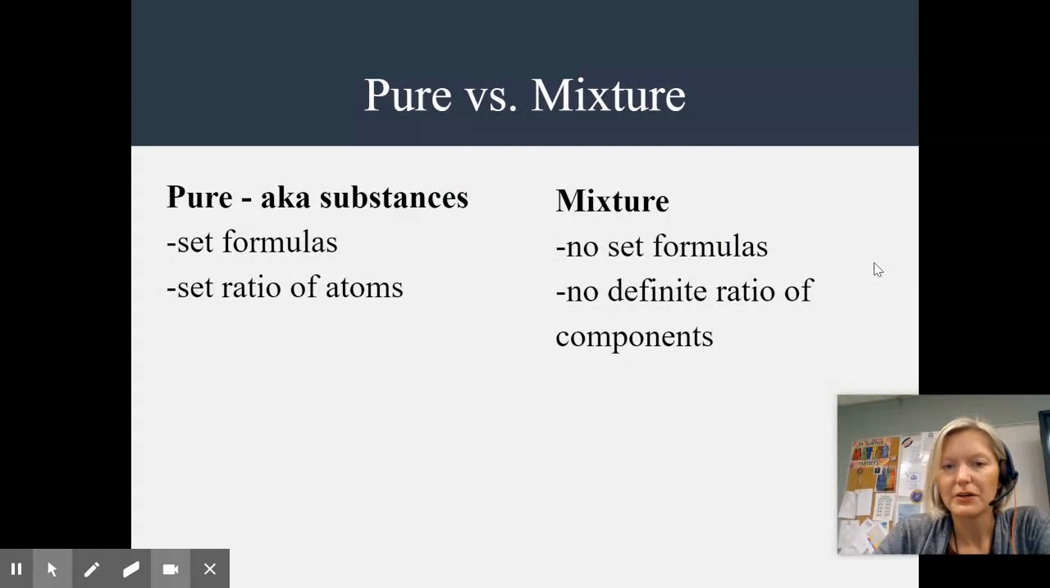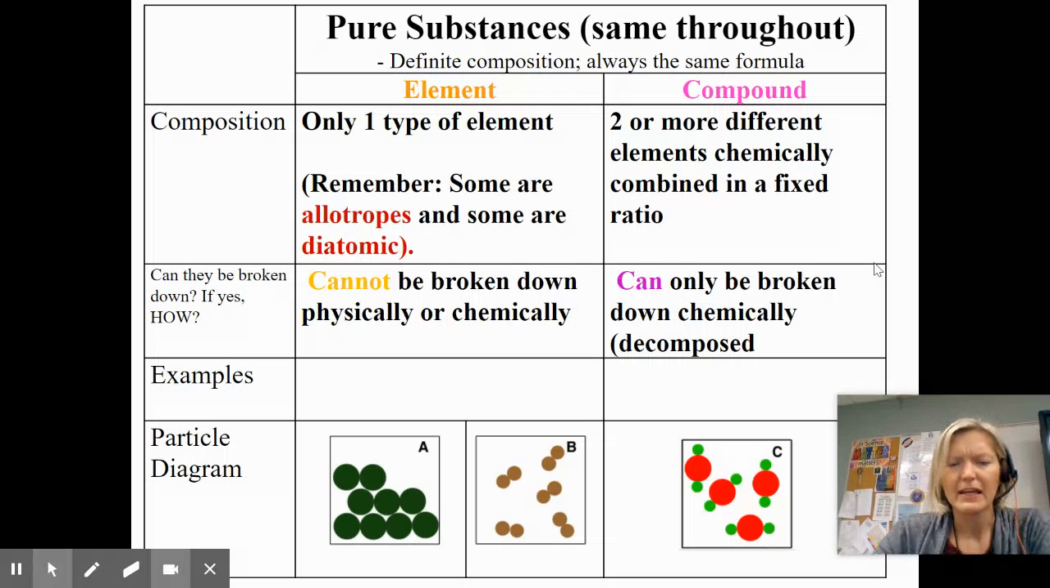Now when we get into pure and mixture, we've already done some of this, so let's just set it forth again. Pure is called a substance. There are set formulas, set ratios. A mixture, there's no set formulas, no definite ratio of compounds or components. My apologies there.